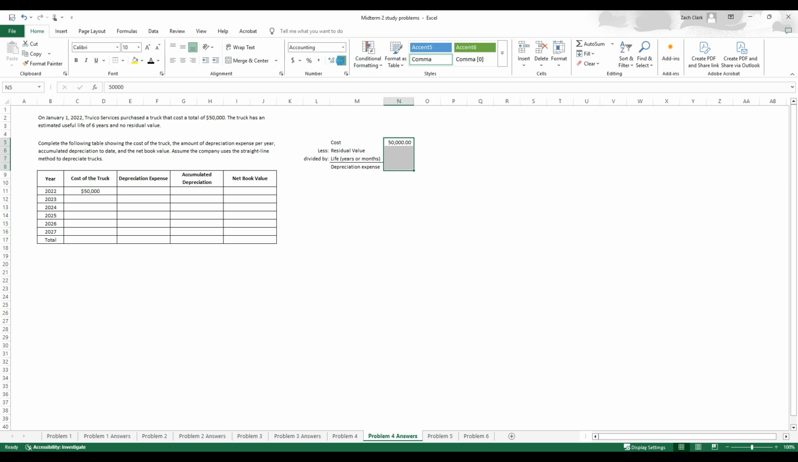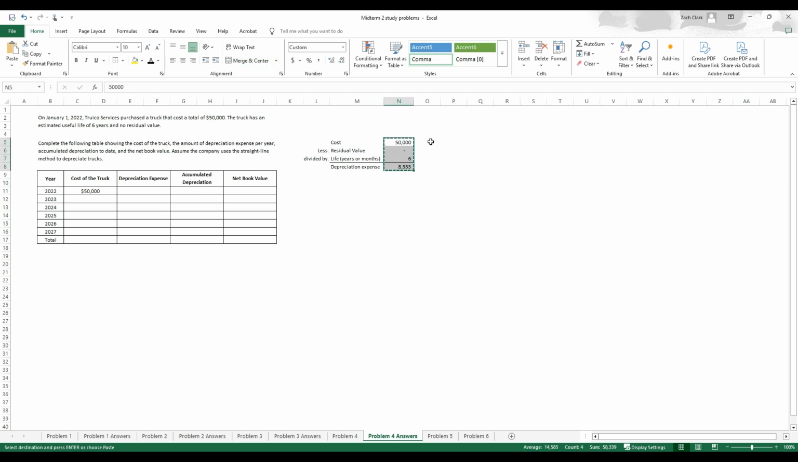Just do some formatting. So $50,000. We have no residual value, so we're going to put 0 in there. If it said we had 500, we would put 500 there and subtract that from 50,000, but it says 0, so we're going with that. And in this instance, we're just going to do years, because we bought the truck on January 1. So we only need to know full years of depreciation. So if we divide by that, we get 8,333 per year.